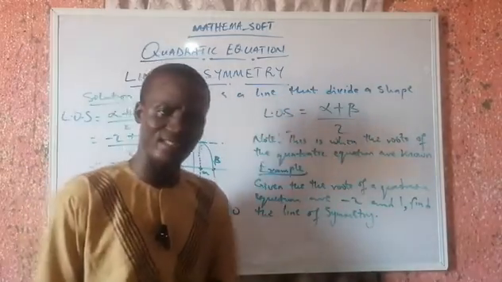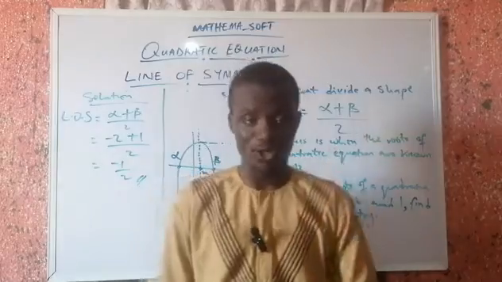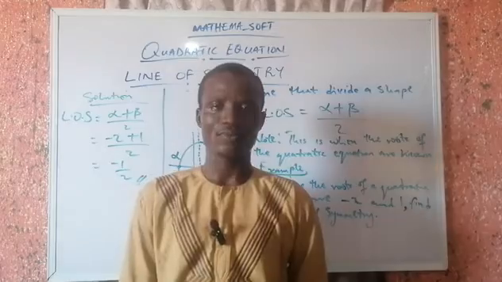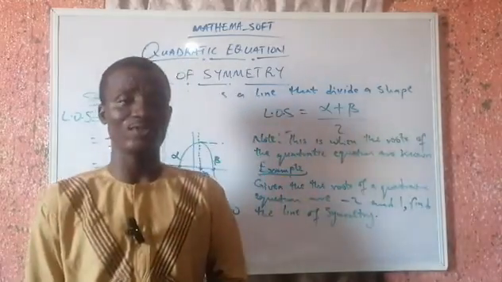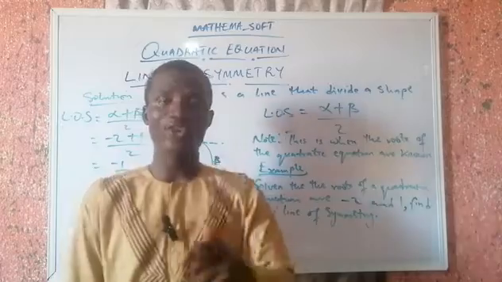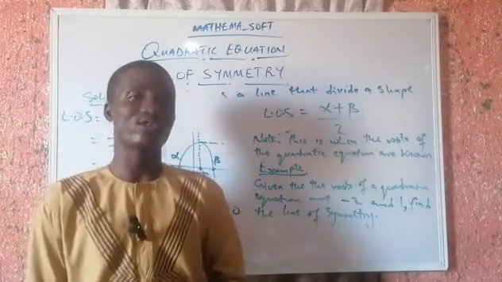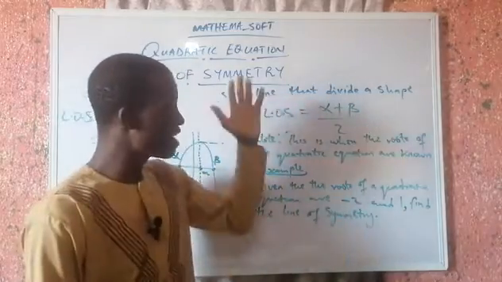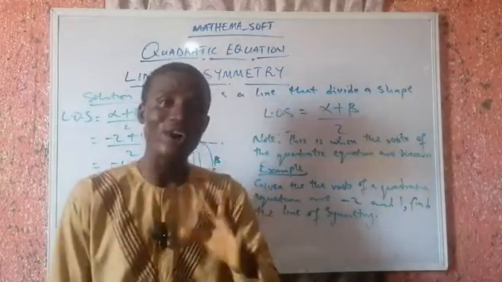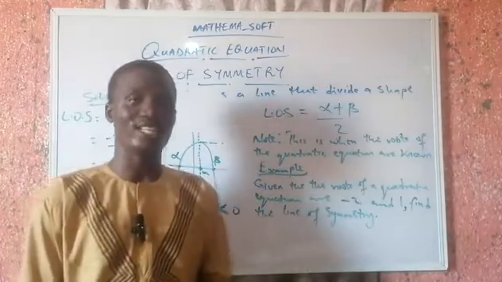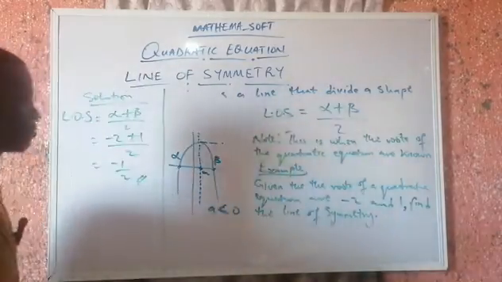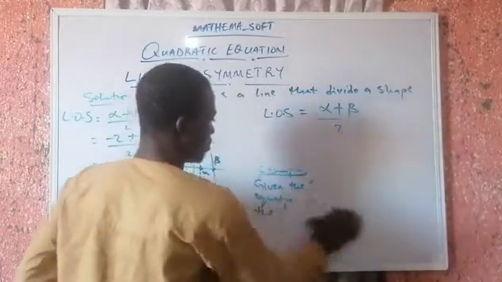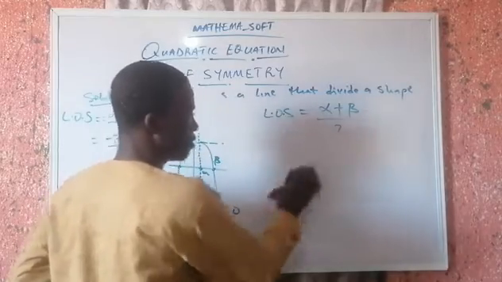What happens in a case where we are being given a quadratic equation and we are being asked directly to find a line of symmetry? Solving the quadratic equation to first get your roots before you can get your line of symmetry will be a waste of time. So let us see how we can directly find a line of symmetry if we are being given a quadratic equation without knowing the roots of the quadratic equation. And that is what we want to do right now. So let's take an analysis.